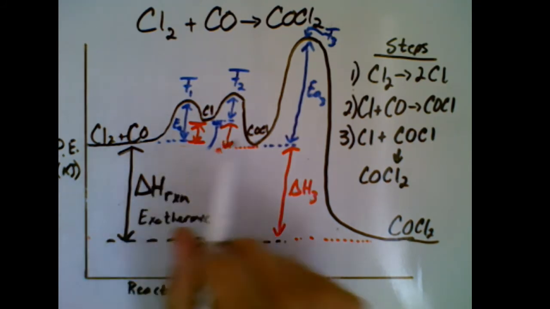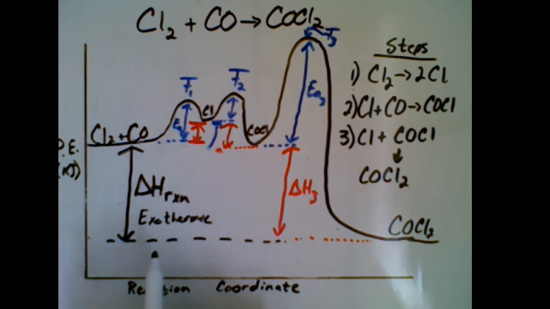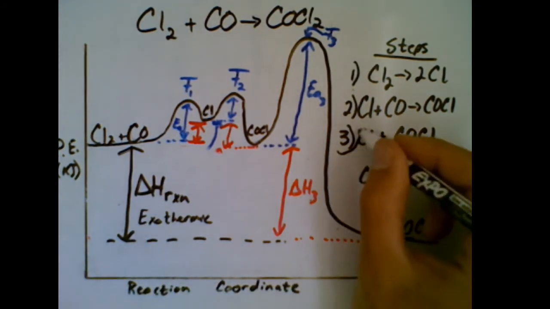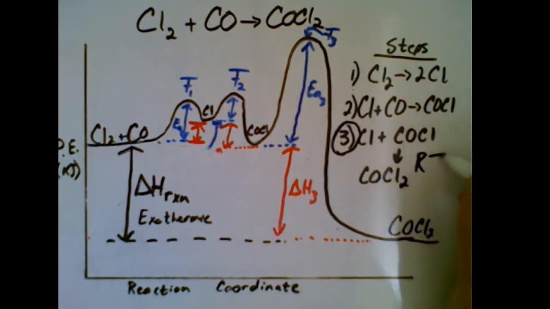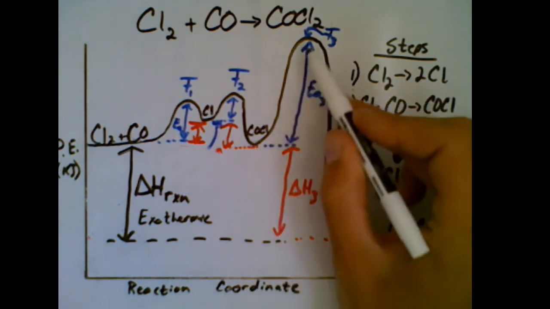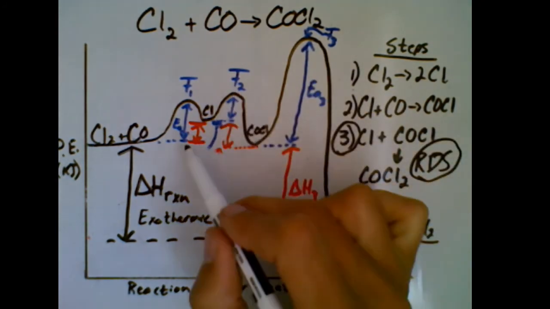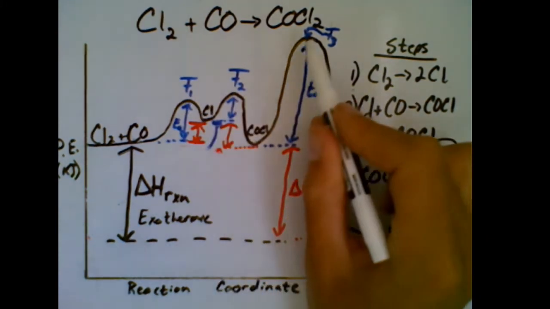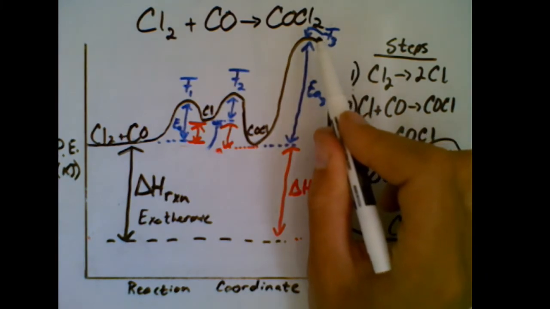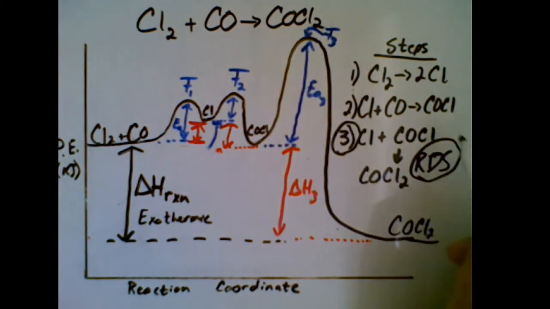The other thing is we could figure out what our rate determining step is. Step 3 has to be the rate determining step. And we know that because of the height of the activation energy. It is the largest activation energy of any single step, which means it's going to take the most time out of any of the steps. So it is our rate determining step.